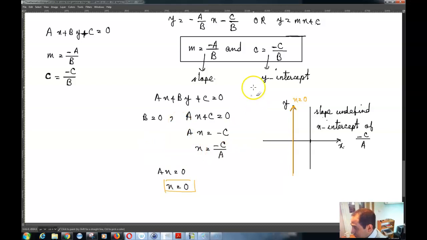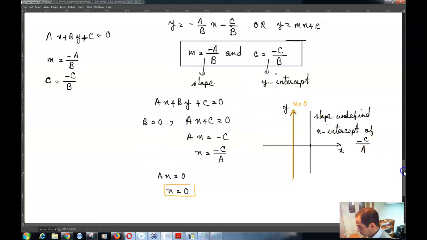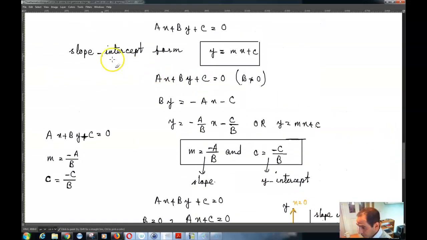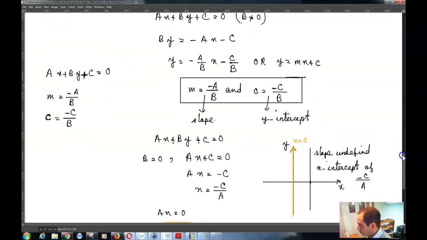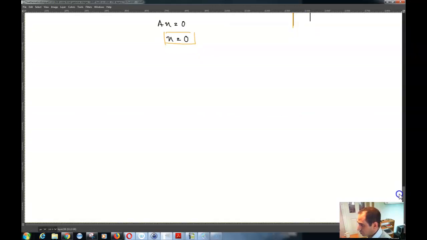So this is called the slope-intercept form of the line. This is nothing new, but just putting everything that we know together, to be able to make sense of the different lines that we come across, and to be able to get different information from the lines that we have.